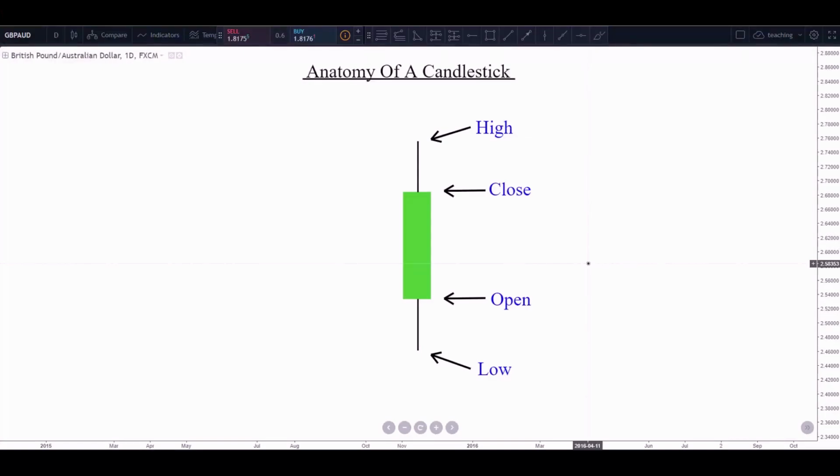So if you are having any trouble understanding what these candlesticks represent or how to read them, then I would suggest watching this entire video. Let's go ahead and dive into it now. So what is a candlestick?